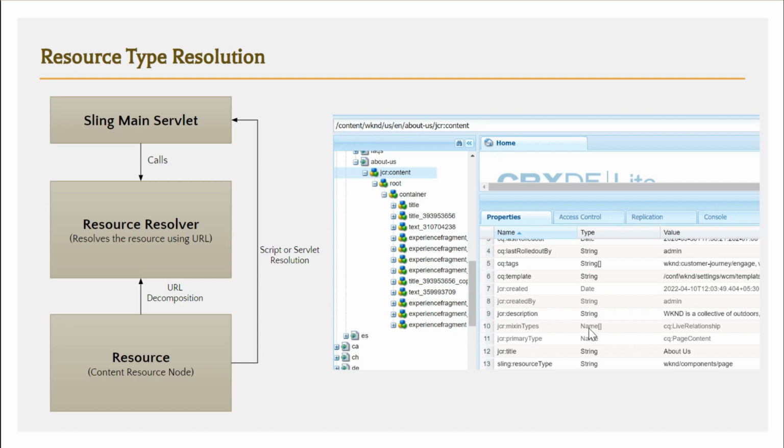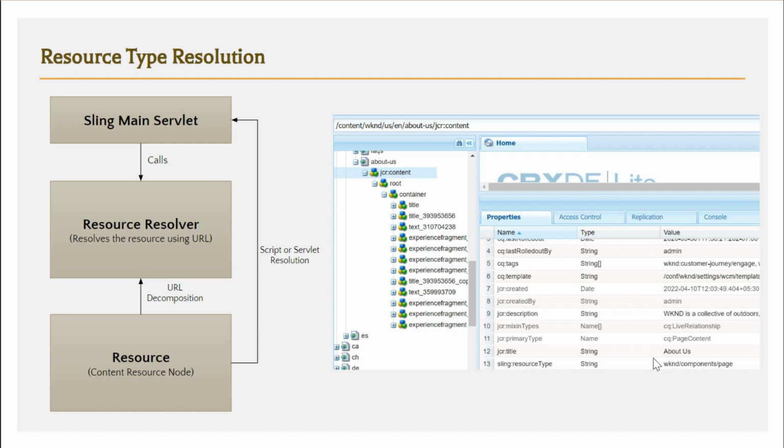Now the script has to be resolved. So how will the script be resolved? It will come to this JCR content node and see this Sling resource type. All of this is being done by the Sling main servlet again. It will see this Sling resource type and then see what the path is here.